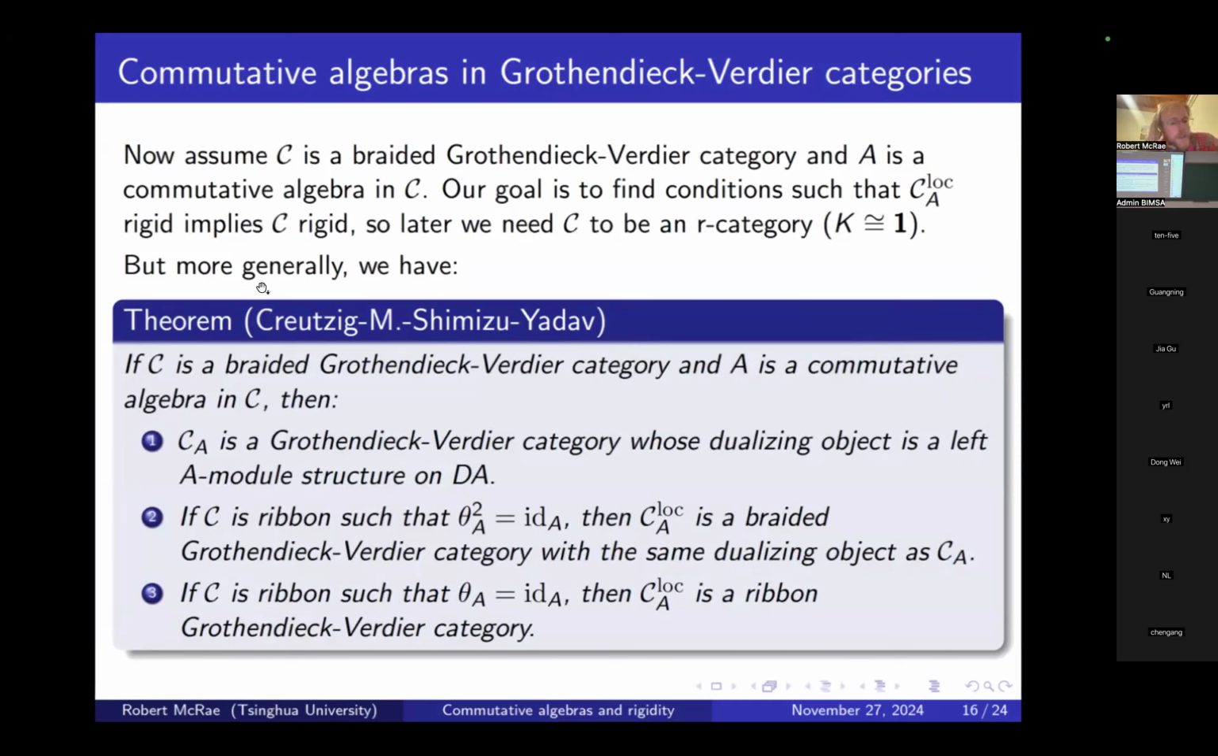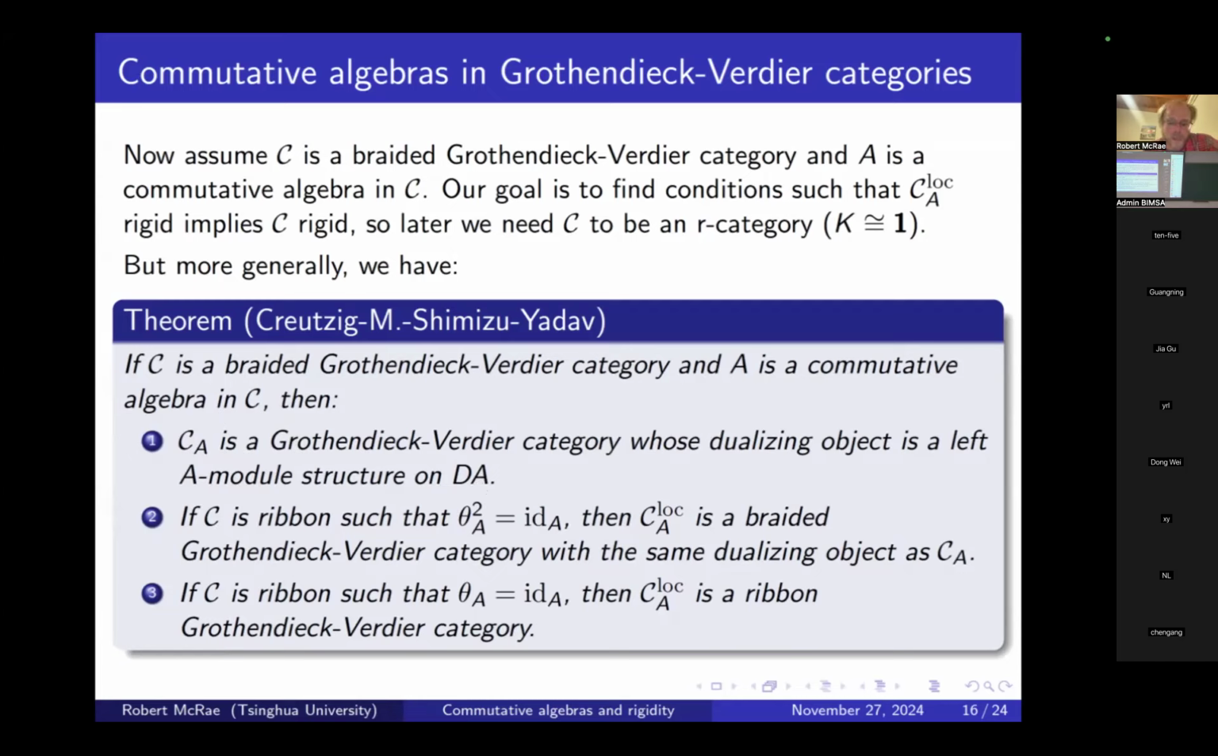So the first theorem says that if C is a braided Grothendieck-Verdier category and A is a commutative algebra, maybe you should assume a few other things, like C should be closed under coequalizers and the tensor product should preserve coequalizers, that kind of thing. Well, in that case, CA is also a Grothendieck-Verdier category. And the dualizing object is an A module structure on the Grothendieck-Verdier dual of this object A.